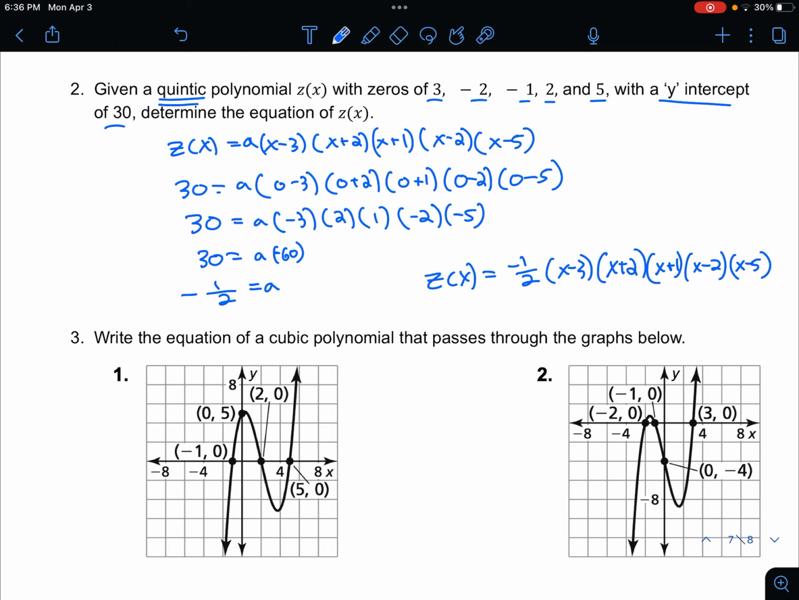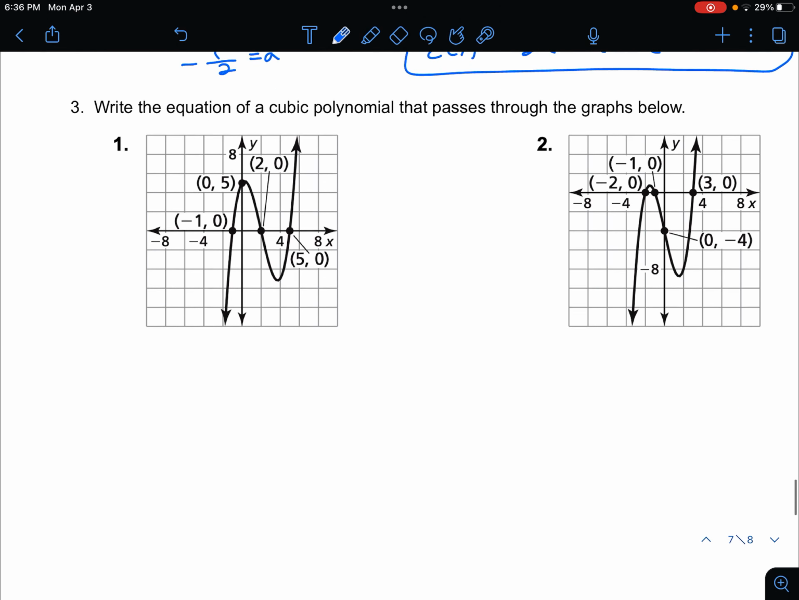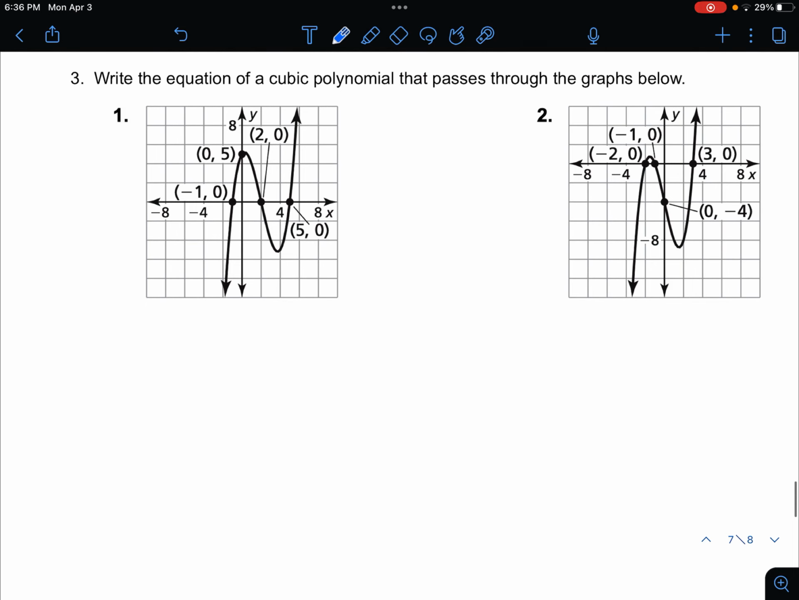Two more. Write the equation of the cubic polynomial that passes through the graph below. So now we're given it in graph form, same deal. Start with our function, I'm just going to call it y. Look at my zeros, my x-intercepts. So I get x plus 1, x minus 2, x minus 5. Need an a value. That's going to come from my other point, 0, 5.